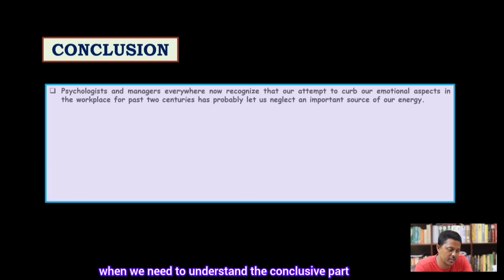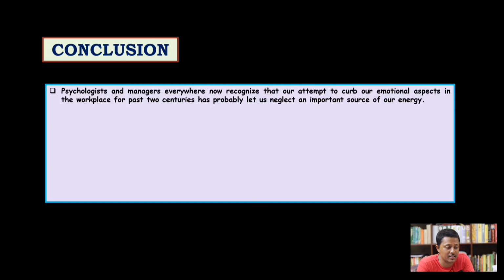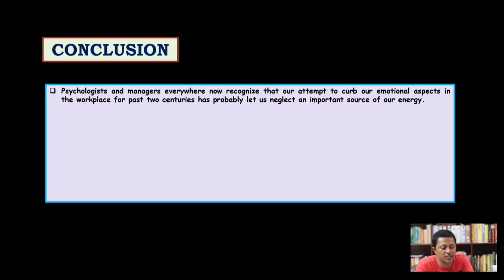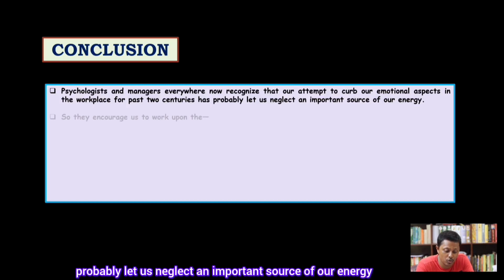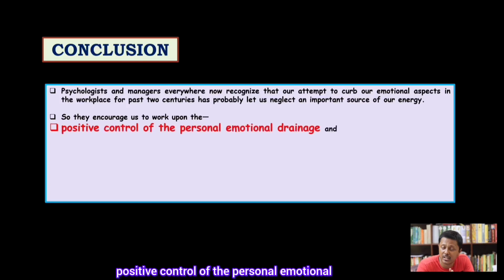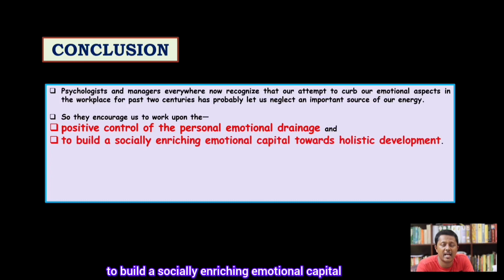Now, let us conclude. It is the time when we need to understand the conclusive part. The psychologists and managers everywhere now recognize that our attempt to curb our emotional aspects in the workplace for the past 2 centuries has probably let us neglect an important source of our energy. So they encourage us to work upon those two facts: positive control of the personal emotional drainage, and second, to build a socially enriching emotional capital towards holistic development.